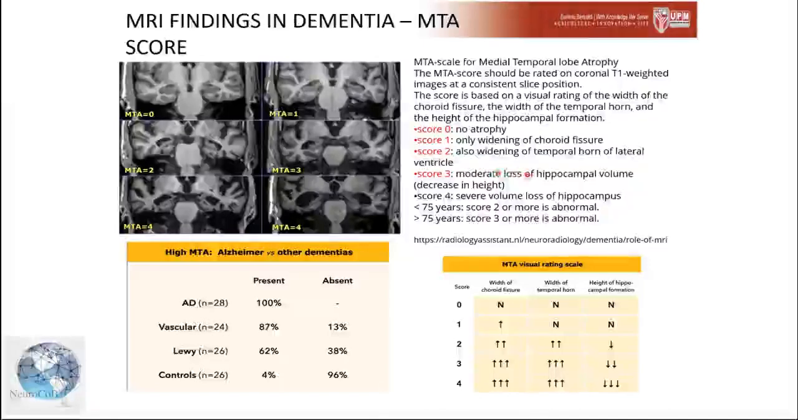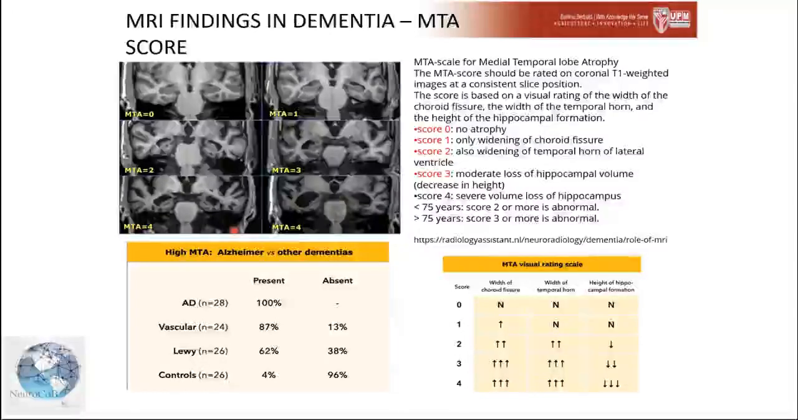MTA score 3, moderate loss of the hippocampal volume. As you can see here, the height of the hippocampus as compared to the rest is already reduced. For score 4, severe volume loss of the hippocampus. You can see here there is a thinning of the hippocampus and marked widening of the temporal horn and also the choroid fissure.